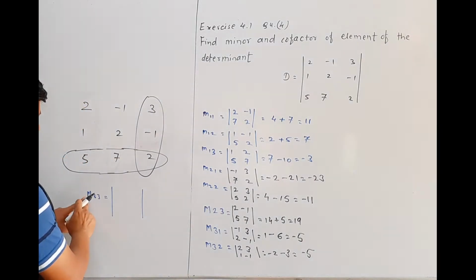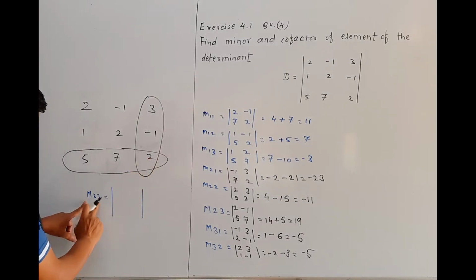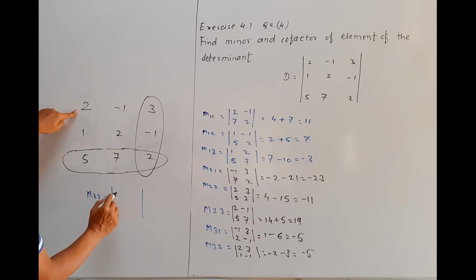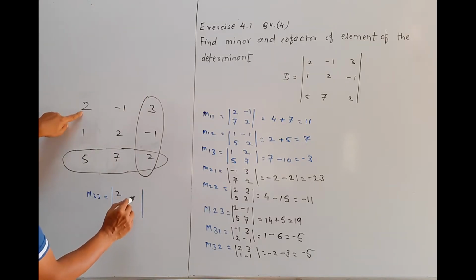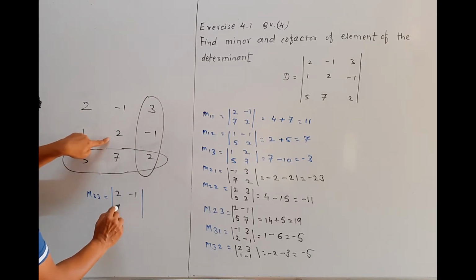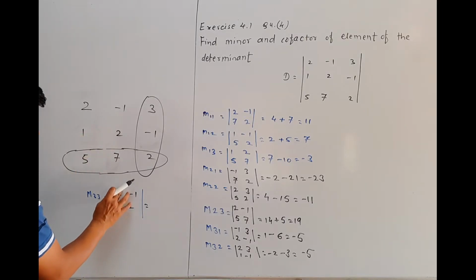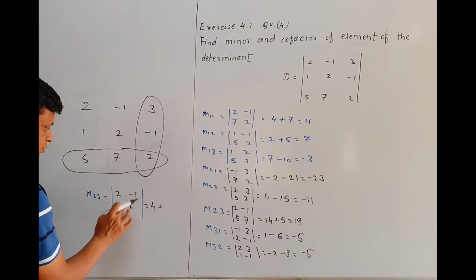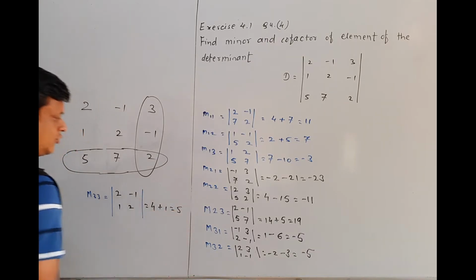So we write here the minor of 2 as m33. So we skip the third row, third column. So calculate the value of the determinant having elements 2, minus 1, 1, 2, and here we get 2 into 2 is 4, minus this minus sign, so minus minus gets plus, 1 into 1 is 1, which is equal to 5.